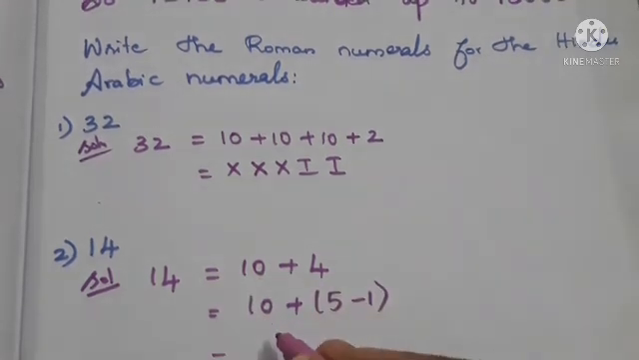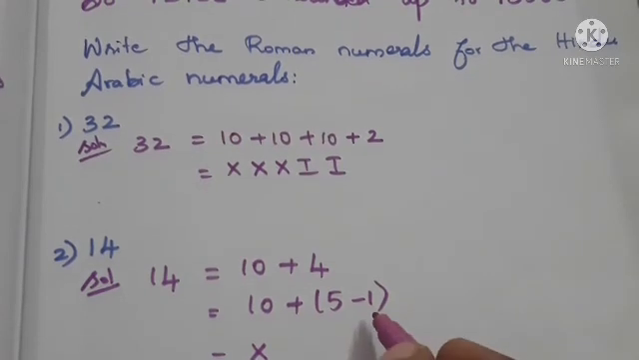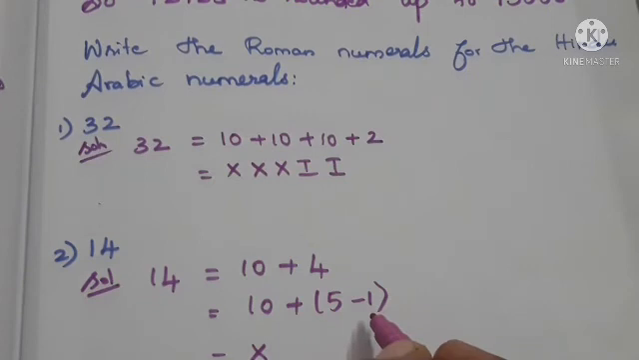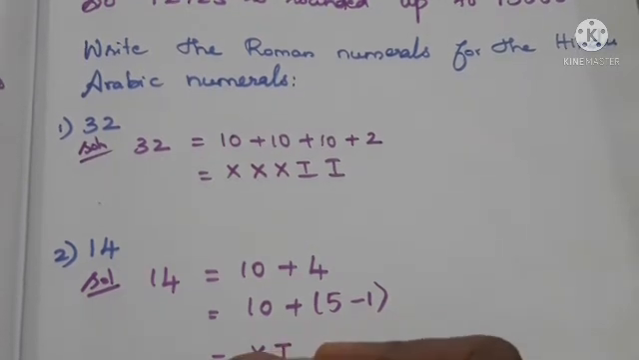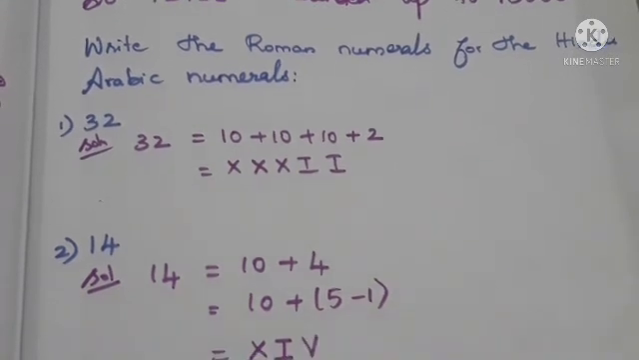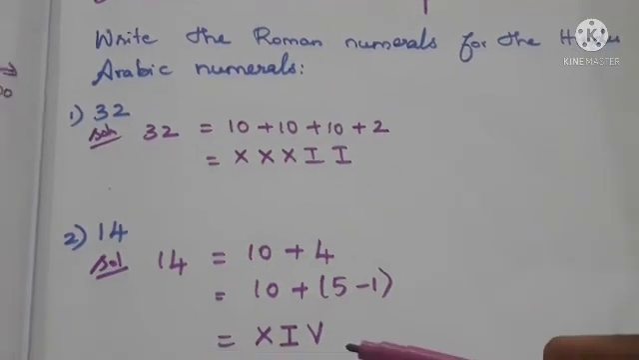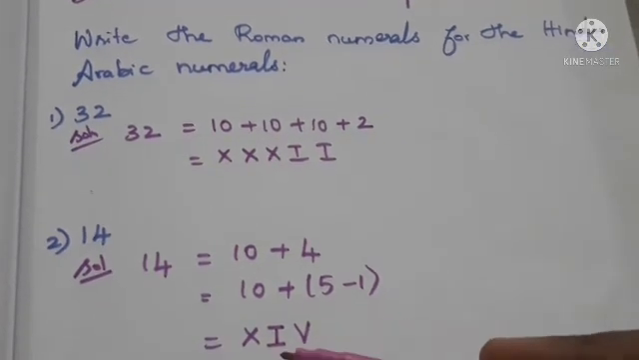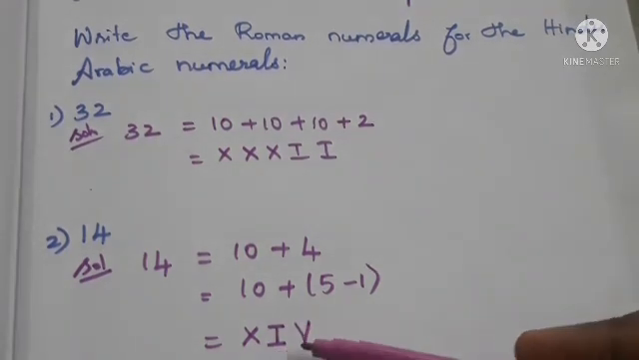First we can write the 10. 10 means X. Then we want to write the smaller value first. Among the 5 and 1, which is the smaller one? Yes, 1 is the smaller. So we have to write the small one. That means 1 means I, next 5 means V. In the bracket we have to write the smaller one first and the greater value second. That means IV. So 14 we can write as XIV. Okay, XIV. Have you understood this?